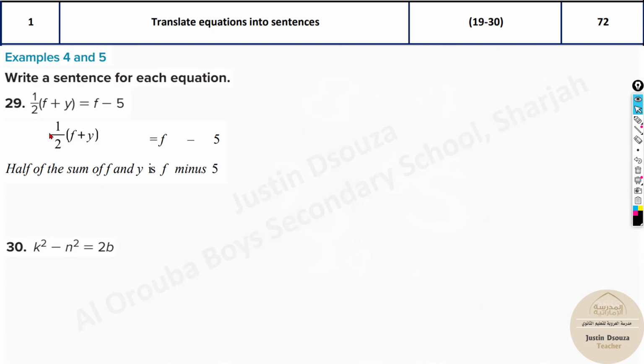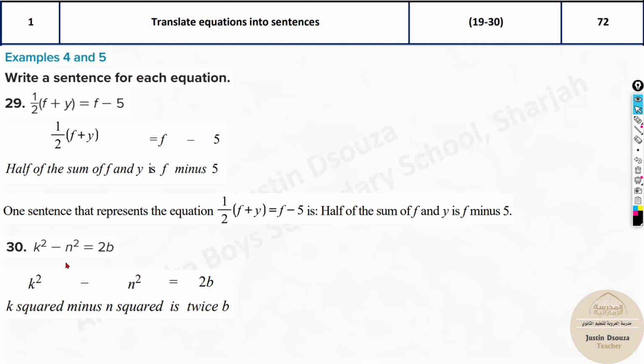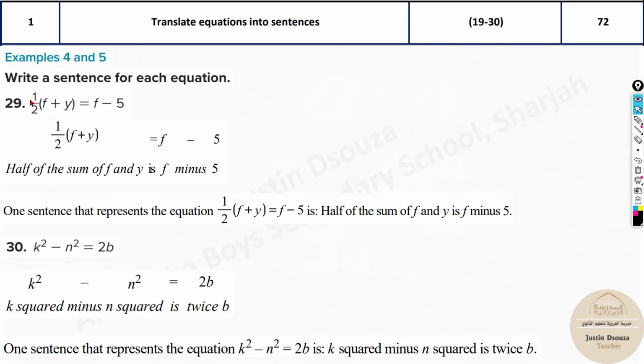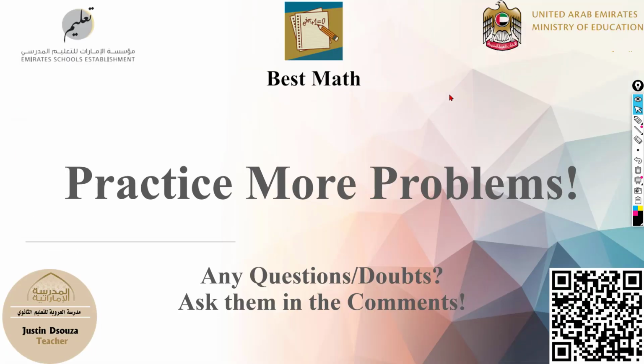Here 1 by 2, you can write half. 1 by 2 is told as half. 1/4 is quarter. The sum of f plus y equals f minus 5. And here k squared minus n squared is 2 times b, or twice b. That's the same thing. Twice means 2 times. That's the answers, and that's about the first question, question number 1. Please try to understand the operations, that is plus, minus, division, multiplication, and look into all the 4 options and then select the correct answer.